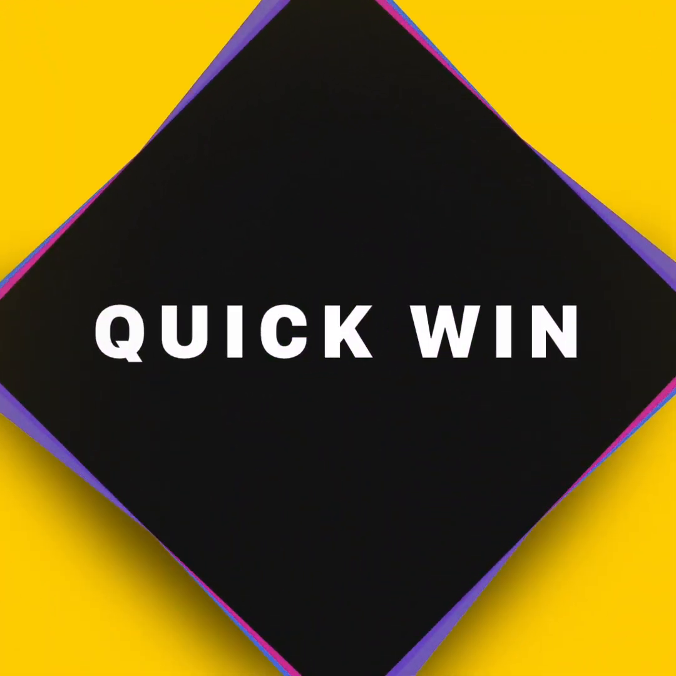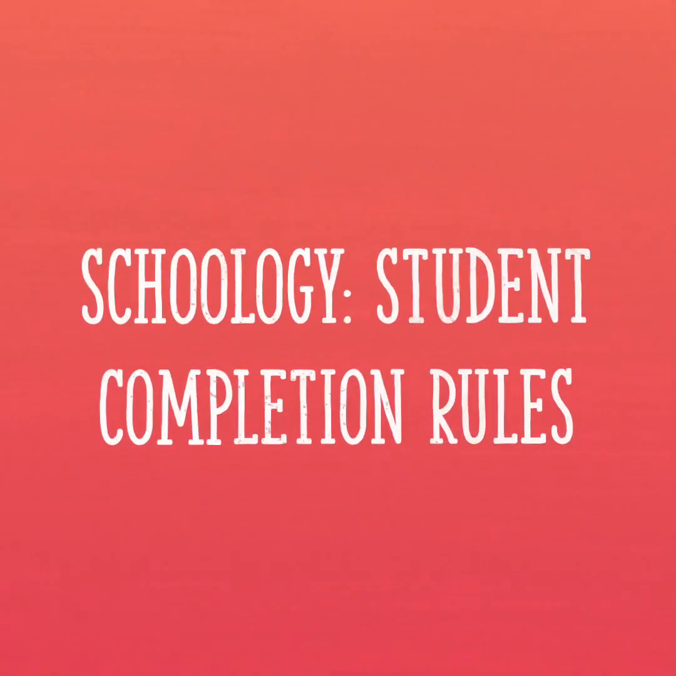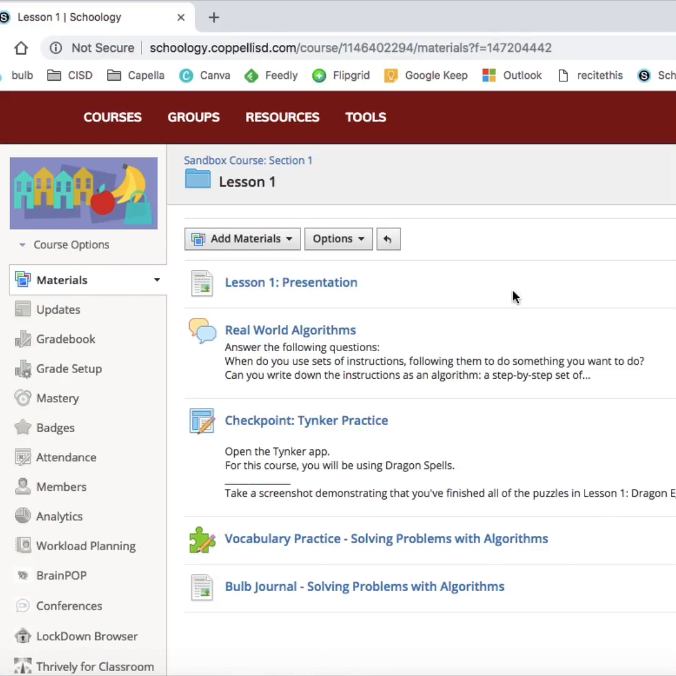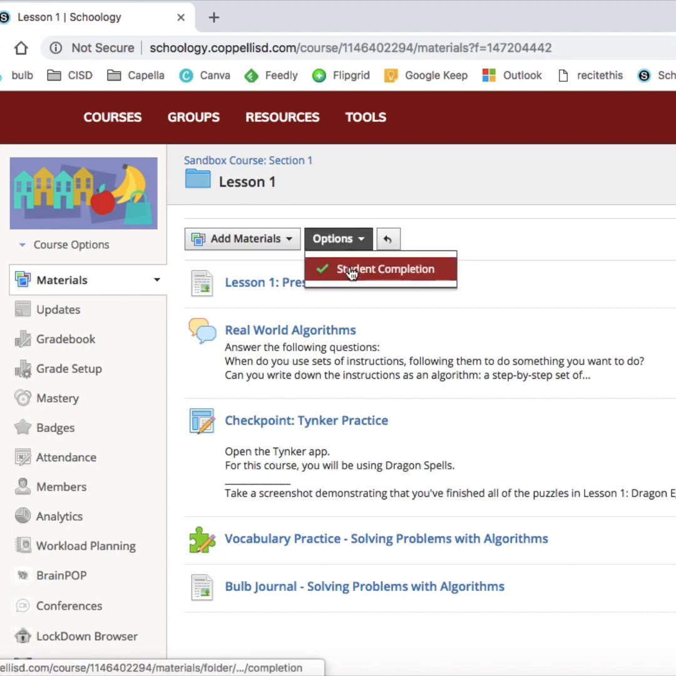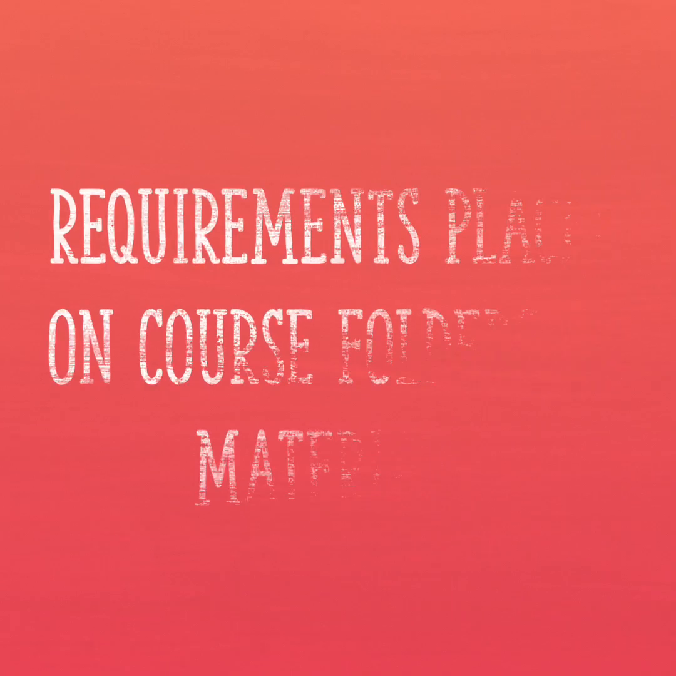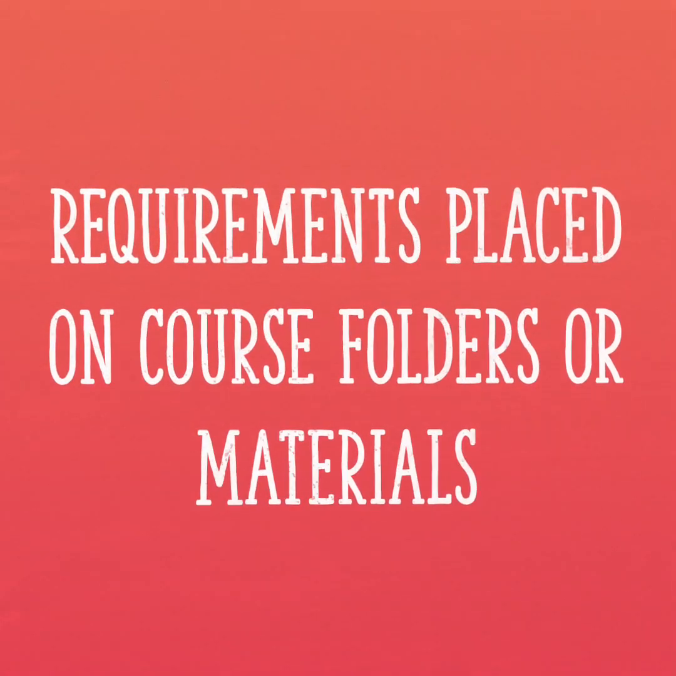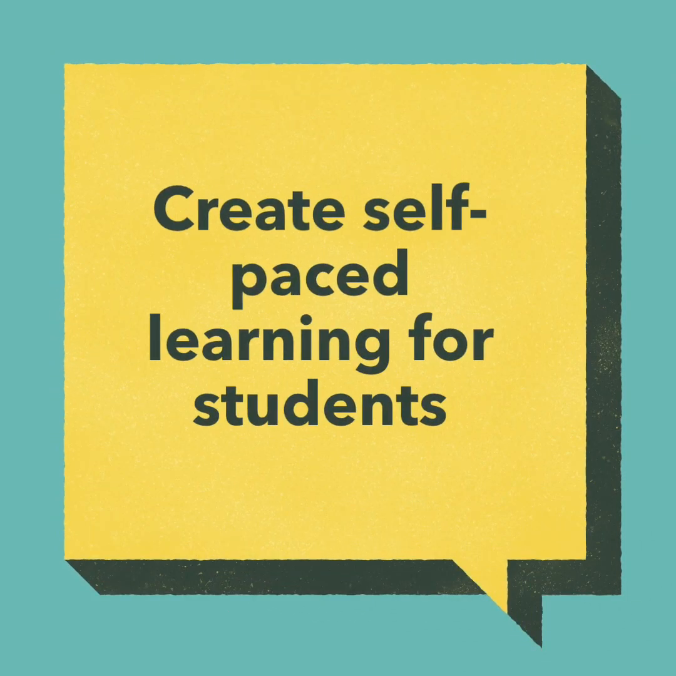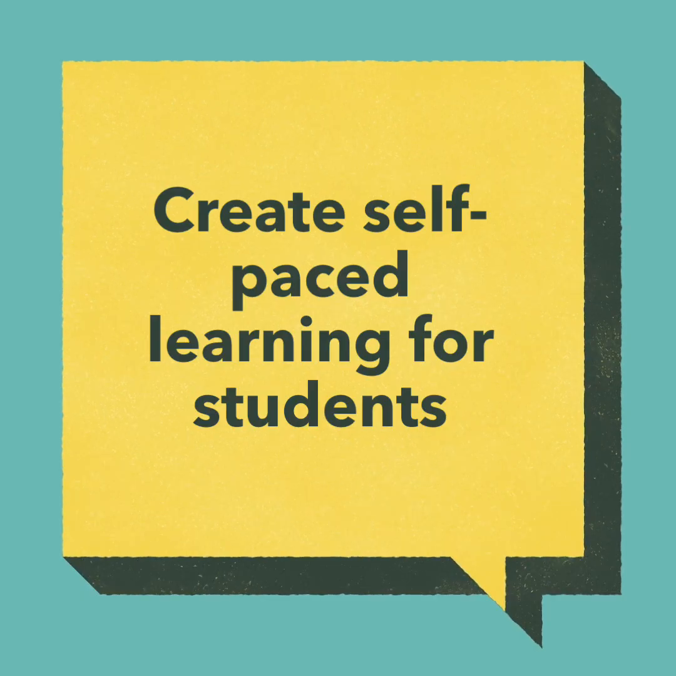This week's QuickWin is all about student completion rules in Schoology. Student completion rules are requirements placed on course folders or materials. This allows you to structure the flow of your class, as well as create self-paced learning for students.